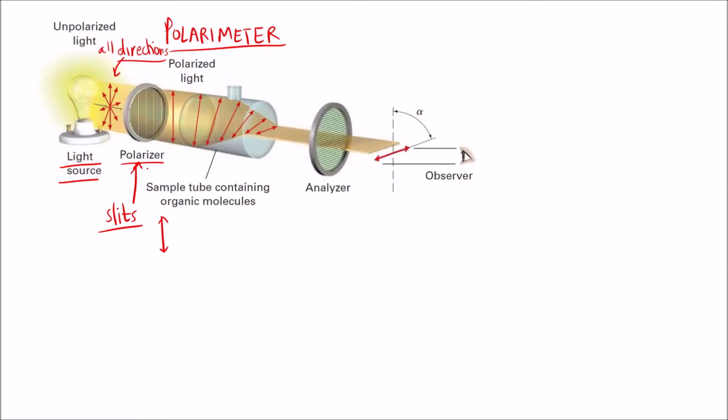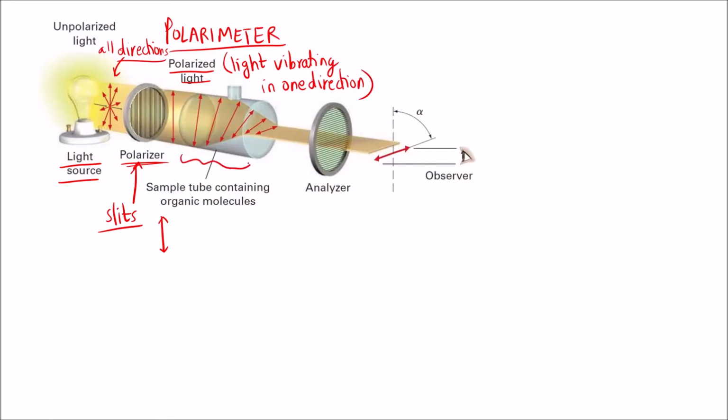That is why this is called a polarizer, and the light coming out of the polarizer is called polarized light. What is the meaning of polarized light? Polarized light means light which is vibrating in one direction. As you can see here, it was vertical.